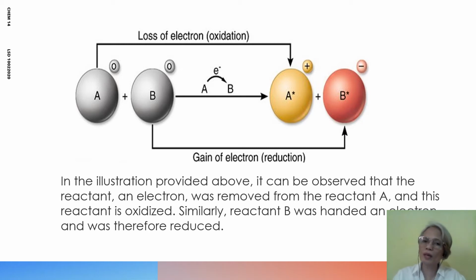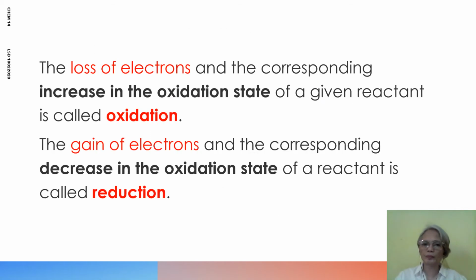On the other hand, substance B, from 0 to negative 1, gained an electron, and thus there is a decrease in the oxidation state, and therefore there is a reduction. So substance B decreased in oxidation state, so reduction takes place, and therefore substance B is the oxidizing agent. Whereas substance A, where oxidation takes place and there is an increase in the oxidation state, is the reducing agent. Okay, so this is what I said.